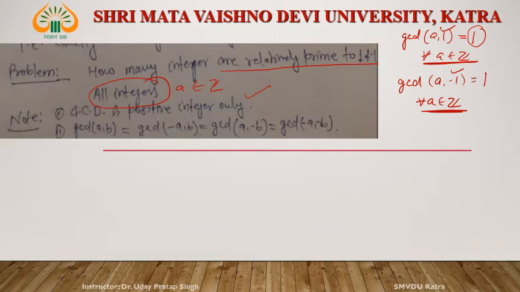And the second note is that GCD of A, B, GCD of minus A, B, GCD of A, minus B, and GCD of minus A, minus B are all equal, right?